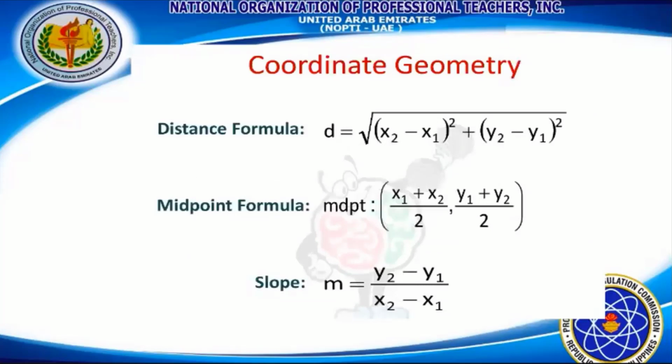Coordinate geometry. Ito lang naman importante, ito slope. Paano sinusolve ang slope of the line? Ayan, y2 minus y1 divided by x2 minus x1. Slope, this is represented by small letter m.